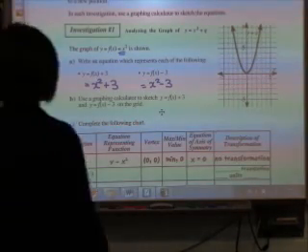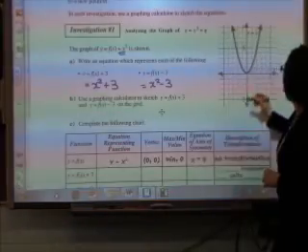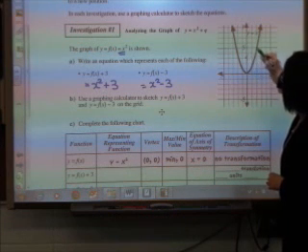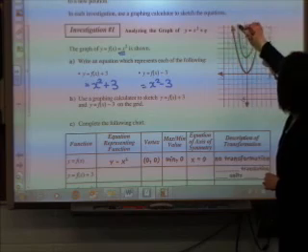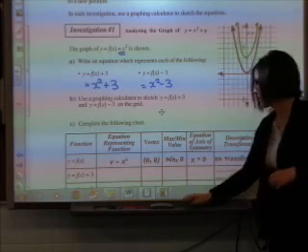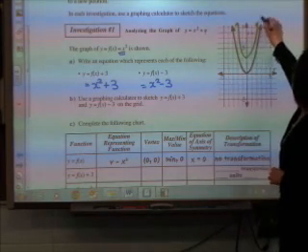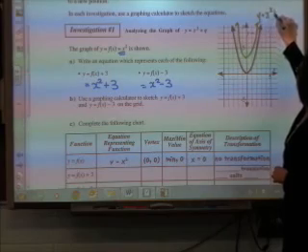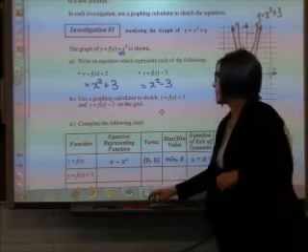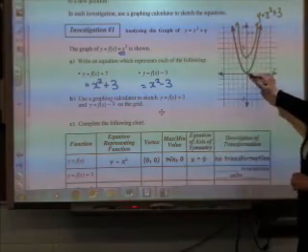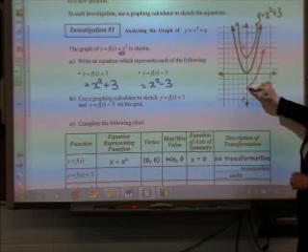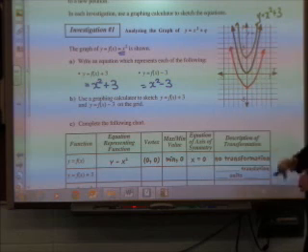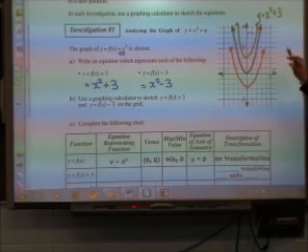So if we sketch these 2 graphs on the grid, y equals x squared plus 3 looks like that. And the other one looks something like this.